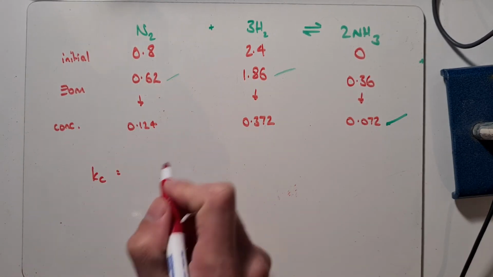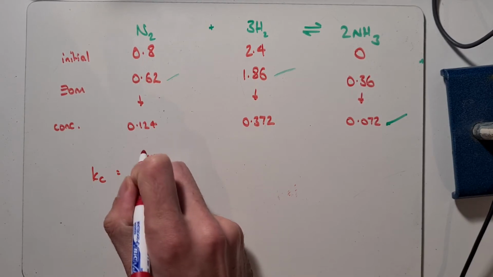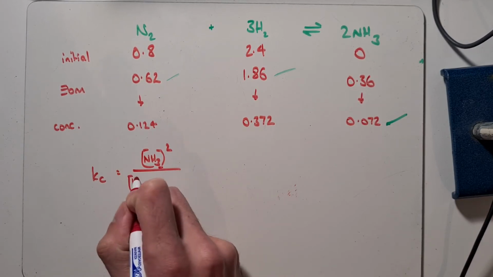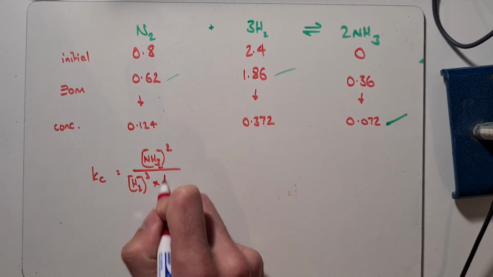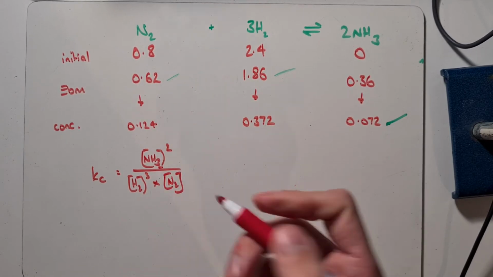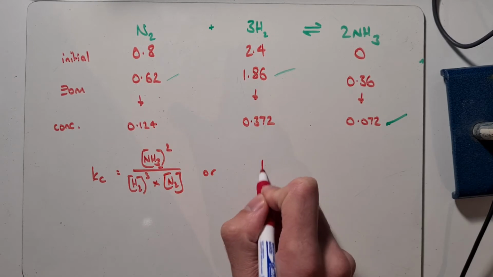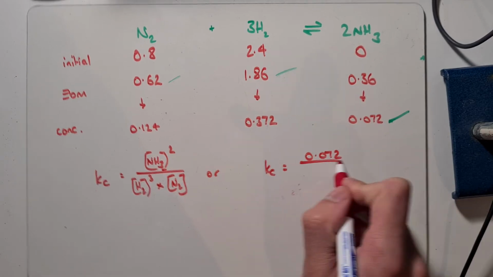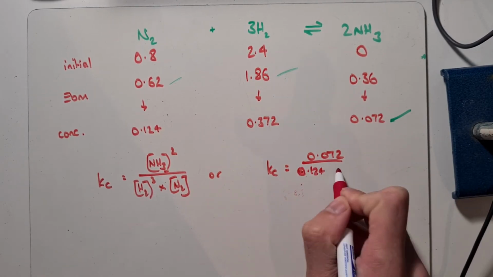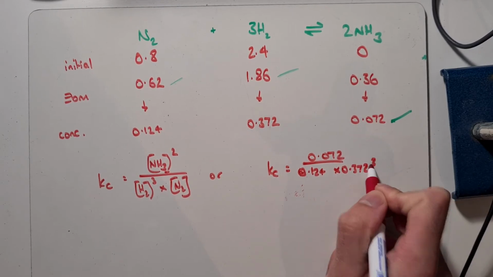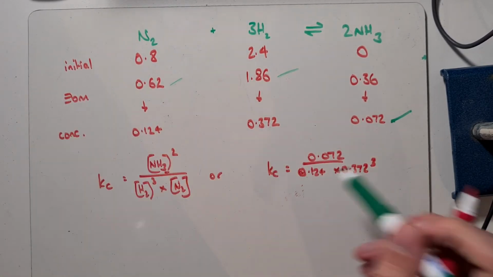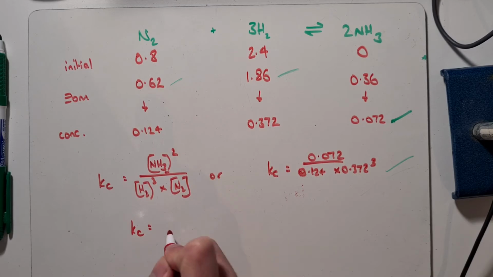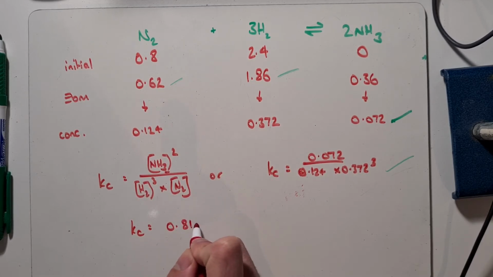Next up is our expression then. For this, we'll have a concentration of ammonia squared over hydrogen cubed times concentration of nitrogen. Or you could have written this out that you'd have Kc equals 0.072 squared over 0.124 times 0.372 cubed. I have one of those for a mark. Then if you do the calculation here, you'll get a Kc equal to 0.812.